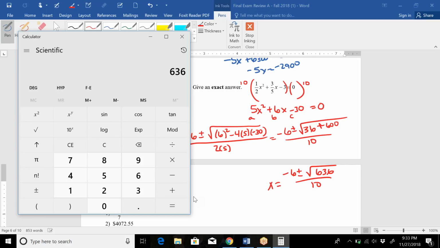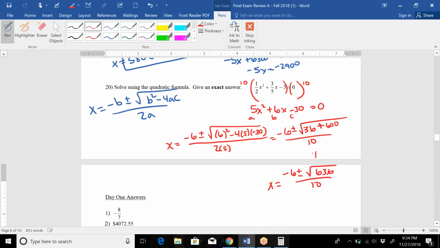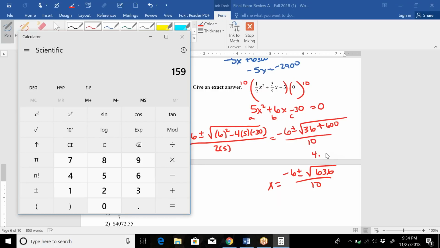If we divide it by 6, that's 106. That's not a perfect square. What if we divide it by 36? No. What if we divide it by 16? That's a perfect square. Nope. What if we divide it by 4? Let's think small. Yes. So let's see, that would be 4 times 159.